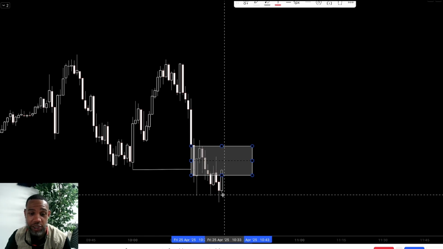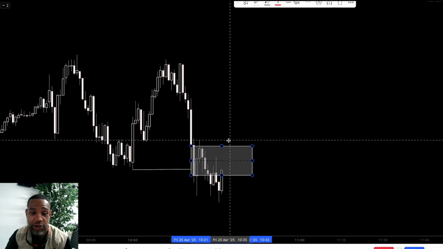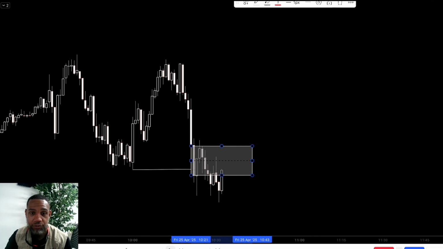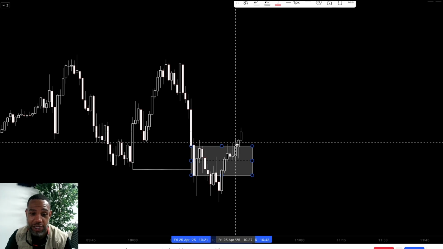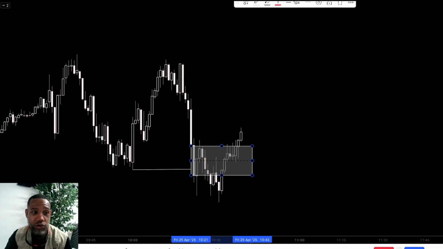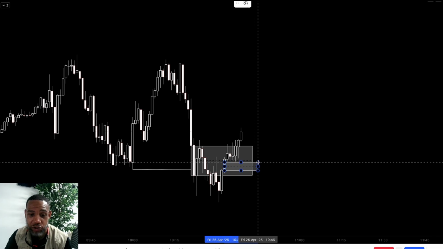Now what's going to validate this breaker is price closing above this order block, creating a higher high. And there we have it. So you have your breaker now, and you also have a fair value gap right here, creating a unicorn.